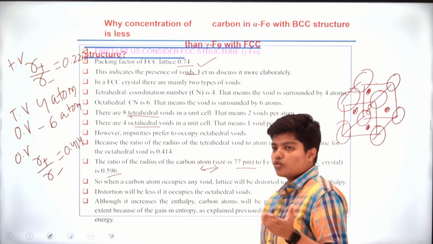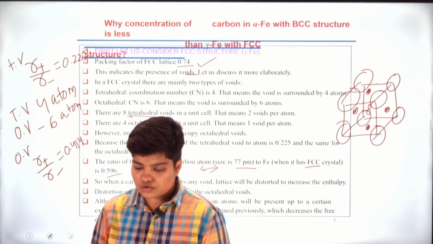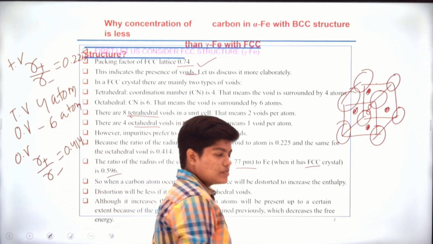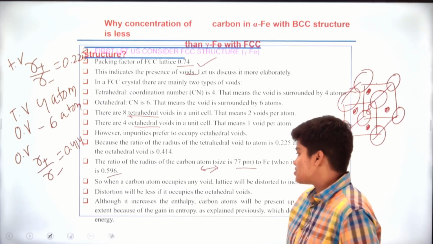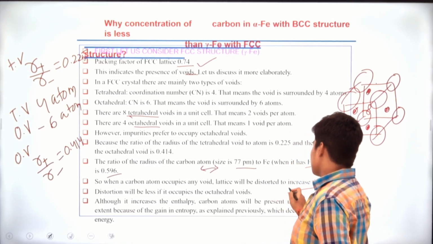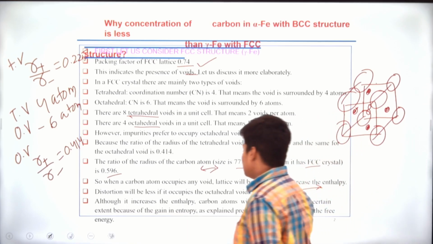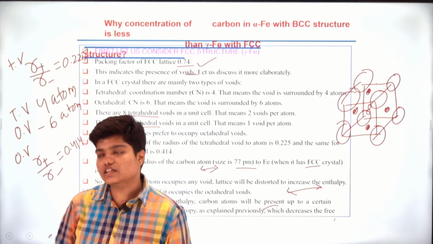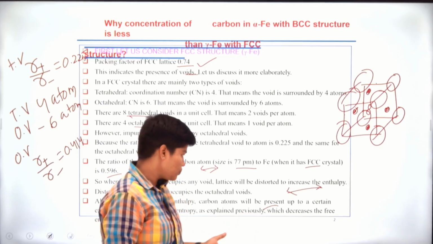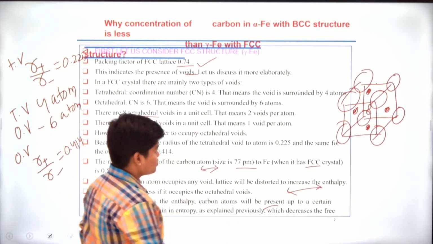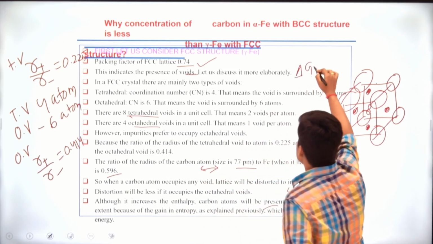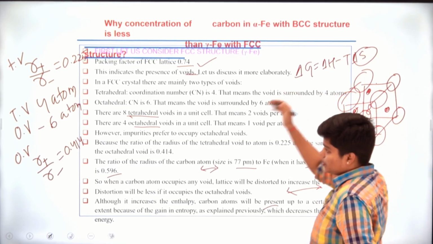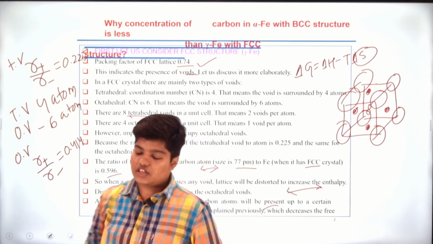So when the carbon atom occupies any void, either a tetrahedral void or an octahedral void, there will be some distortion. Due to the distortion, the enthalpy will be increased. The carbon atoms also gain some entropy, because when there is distortion, entropy is increased. This decreases the free energy, because we know del G is equal to del H minus T del S. By increasing del S, del G will be more negative, that is, the reaction will be more spontaneous.